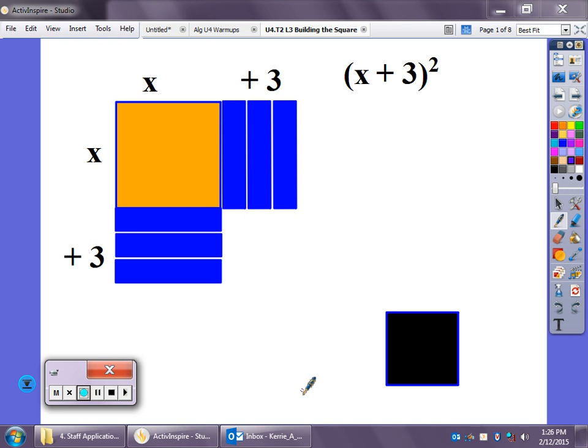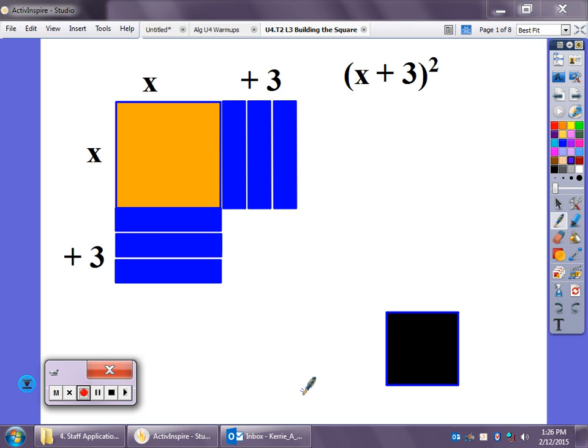Okay, in this lesson we're going to look at building the perfect square. And this particular story talks about building quilt patterns. You may or may not have seen quilts, but we're going to look at some of your math thought process to help us get through this.